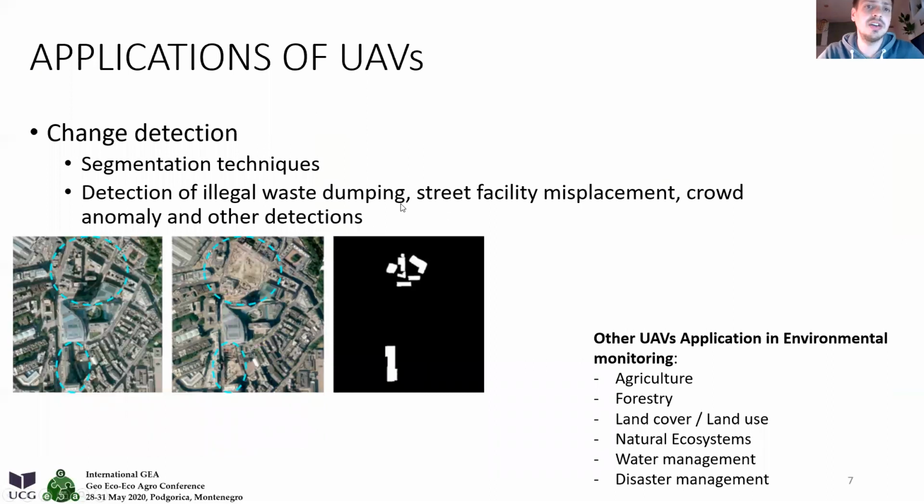As we already said, drones have many applications in environmental monitoring, and one of the most common uses is change detection on the Earth's surface, which should be analyzed through certain units using a segmentation technique. Change detection, as a very important application in remote sensing, may see many opportunities and unexplored applications looking at much finer spatial scales, such as the detection of illegal waste dumping, street facility misplacement, and crowd anomaly detection. And now, as you can see on the right side, let's see some other applications of drones in environmental monitoring as listed here.